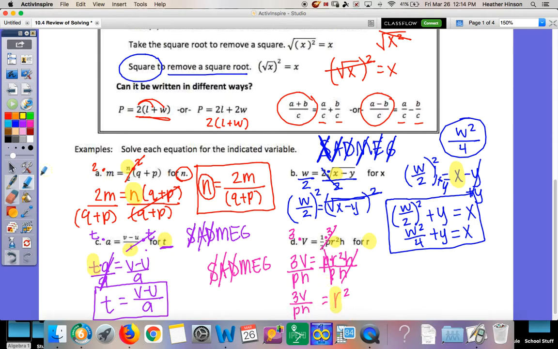We're still solving for r, so what else is on r? Do we have exponents? Yes, we have a squared. How do we get rid of a squared? Well, again, go back up to your notes. Take the square root to remove a square. So we're going to square root this side, it'll get rid of the squared and leave us with r. And we square root the other side.